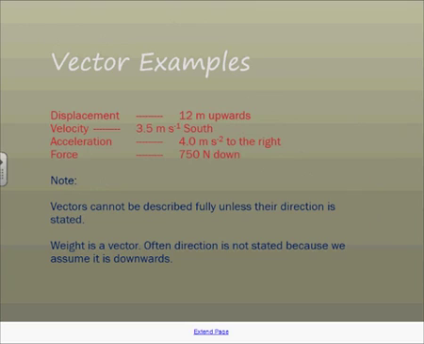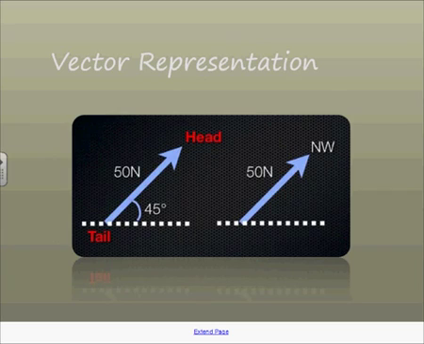Now here are some vector examples. Displacement: you could be going 12 meters upwards, 12 meters to the right, or 12 meters to the left, it doesn't really matter. You notice that all of them have some sort of direction associated with them. You don't always have to write the direction, because it's implied by the diagram, depending on what you're looking at. How do we draw vectors? Well, we draw an arrow. The length of the arrow denotes the size of the vector, and you must give it an angle because it is a vector. So these both have direction.